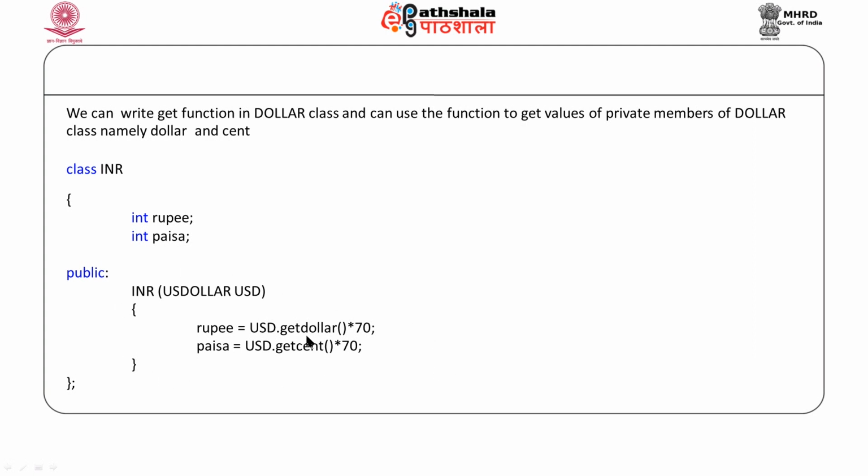Now, these get dollar and get cent functions are public functions. So, they are accessible in this particular function, and these two conversion assignment statements will work fine.